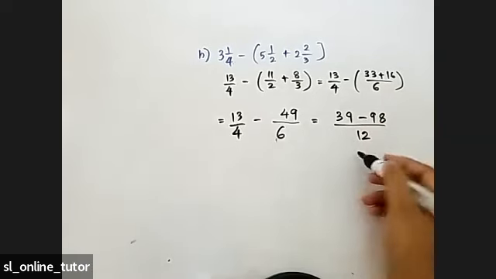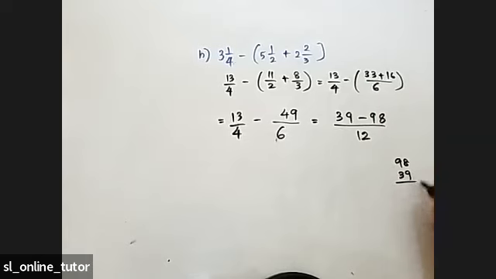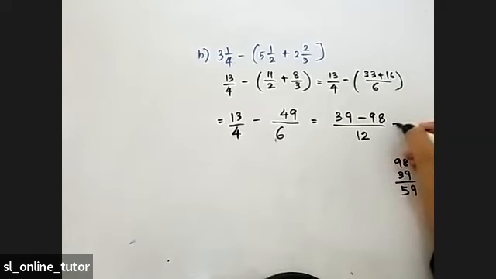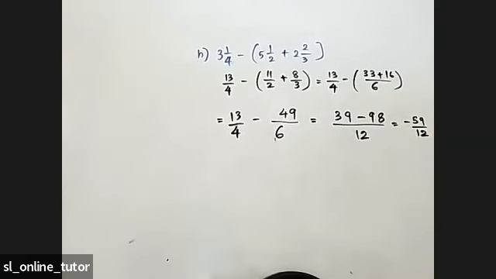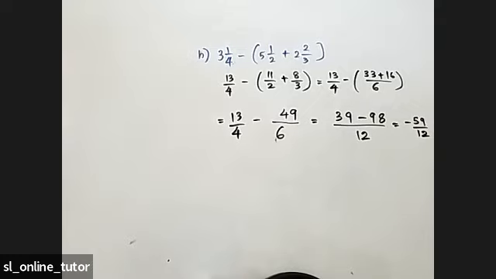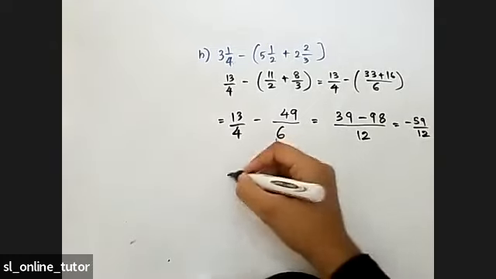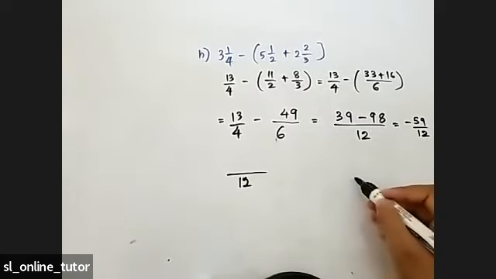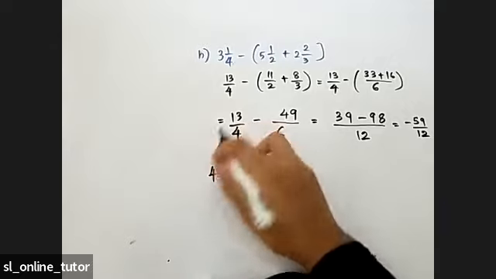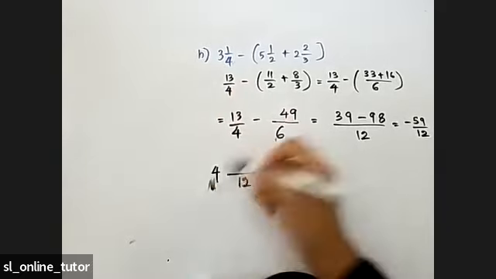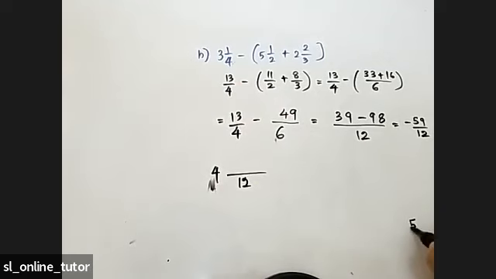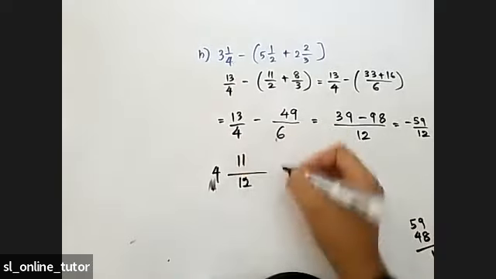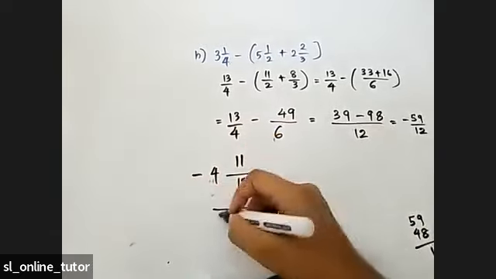Yeah, we are getting a negative answer. 59, so negative 59 upon 12. That means 12 times what is closer to 59? 12 times 5 is 60. So 12 times 4 becomes 48. So we can't take 60. So how many more do we need? 59 minus 48, and 11 more. So this is the answer, but it's a negative answer. Negative 4, 11 by 12.